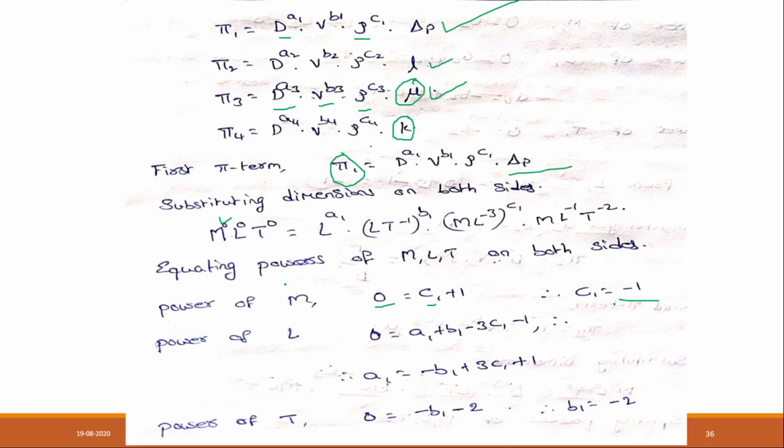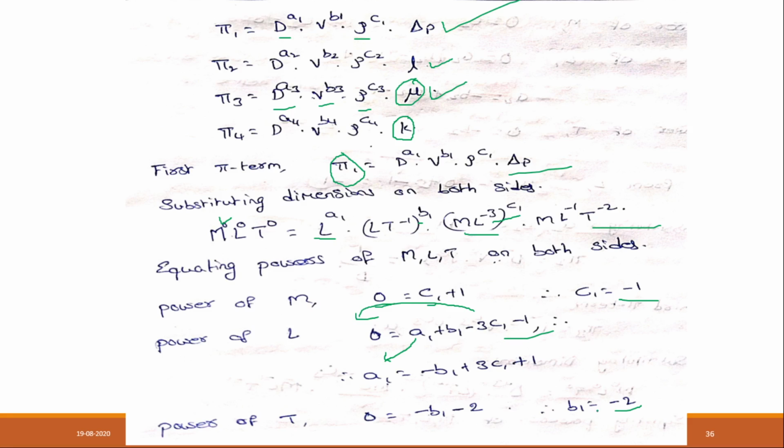Now power of L, how much power here it is there? 0 is equal to a1 plus b1 plus minus 3c1 minus 1. So here main term is a1, that is a1 is equal to minus b1 plus 3c1 plus 1, means entire term will go into the left hand side. Okay, now power of T, that is 0 is equal to minus b1 minus 2. Here T is absent, here T is present, that is minus b1 minus 2. Now b1 is equal to minus 2.